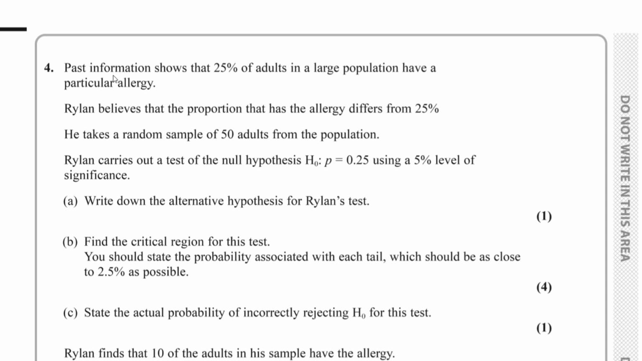Question number 4. Past information shows that 25% of adults in a large population have a particular allergy. Ryland believes that the proportion that has the allergy differs from 25%. It takes a random sample of 50 adults from the population. Ryland carries out a test of the null hypothesis H0, where p equals 0.25, using a 5% level of significance. For part A, we have to write down the alternative hypothesis for Ryland's test.